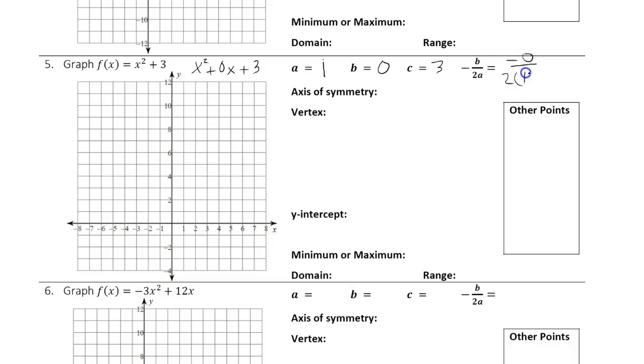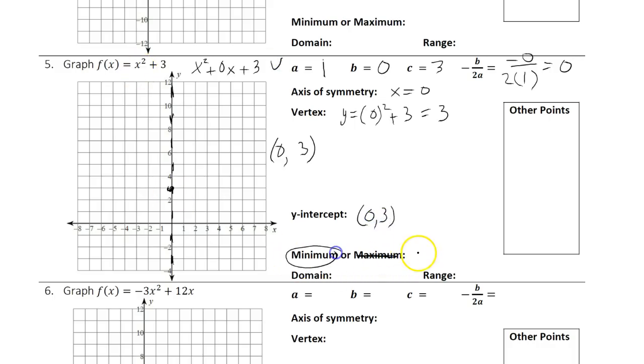Now that you have tried it yourself, check your work. The axis of symmetry is x equals 0. The vertex is (0, 3). So the y-intercept is the same as the vertex, (0, 3). It is a minimum, y equals 3. The domain is all real numbers, and the range is y is greater than or equal to 3.